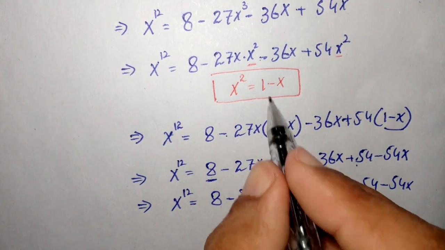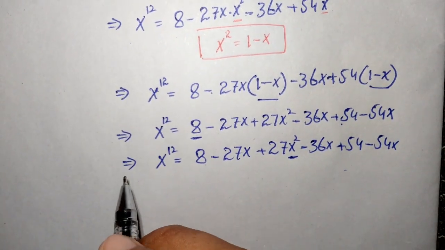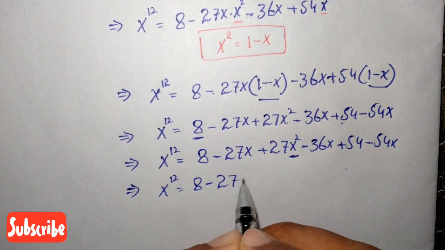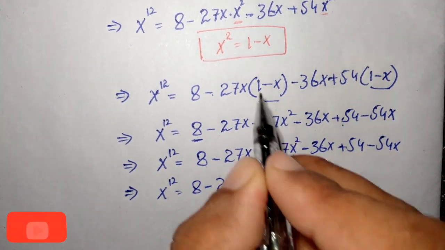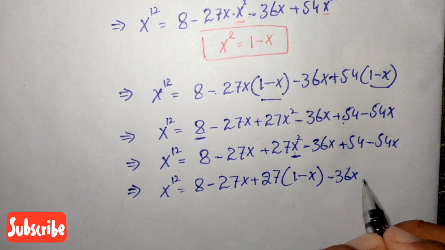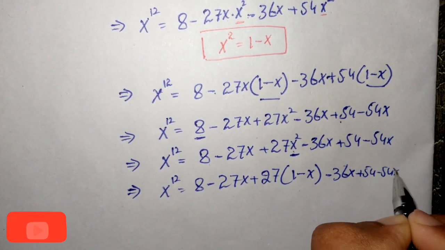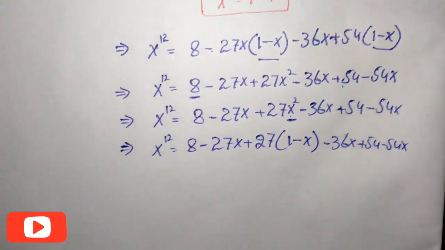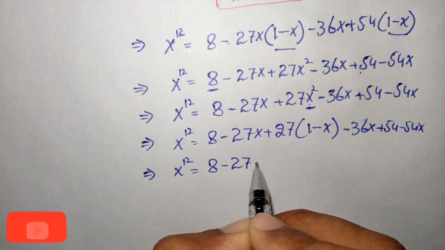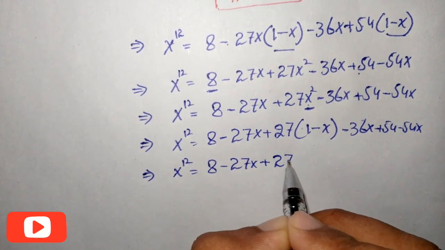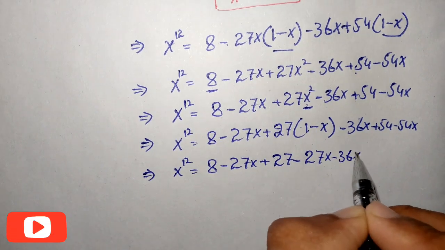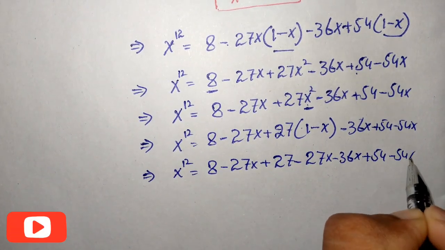Again here x^2, we have to put the value of 1 minus x. So this will become x^12 is equal to 8 minus 27x plus 27 times (x^2 is equal to 1 minus x) 1 minus x, minus 36x plus 54 minus 54x. Now in the next step, here x^12 is equal to 8 minus 27x plus 27 times 1 is equal to 27, and here minus 27 times x is equal to 27x, minus 36x plus 54 minus 54x.